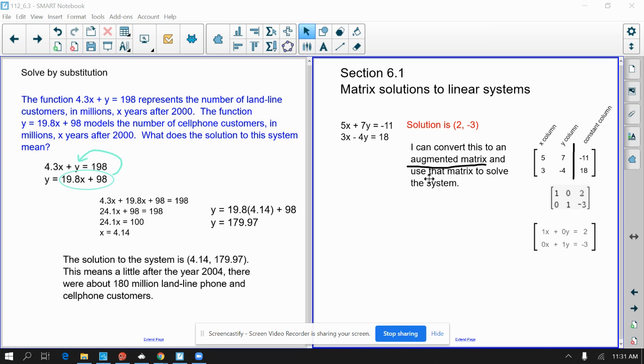Using matrices to solve linear systems is the bulk of this next test. I think I said that before. And we ended with this: we have a system of linear equations. The answer is 2, -3.